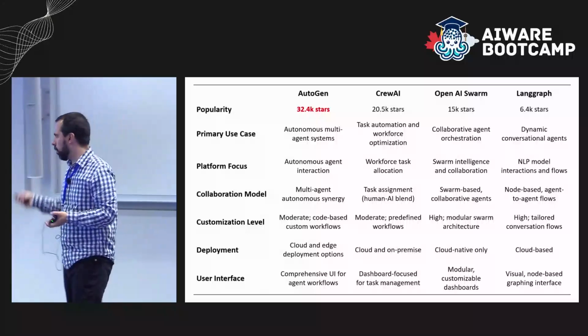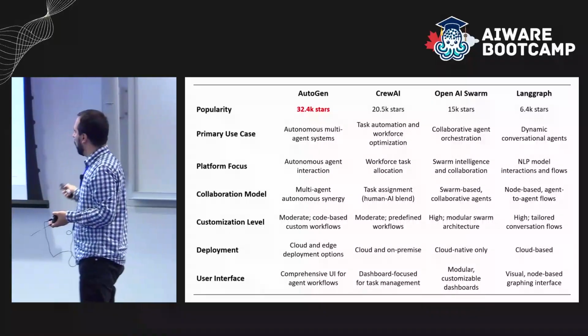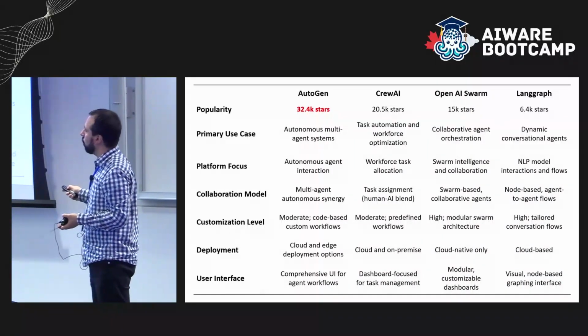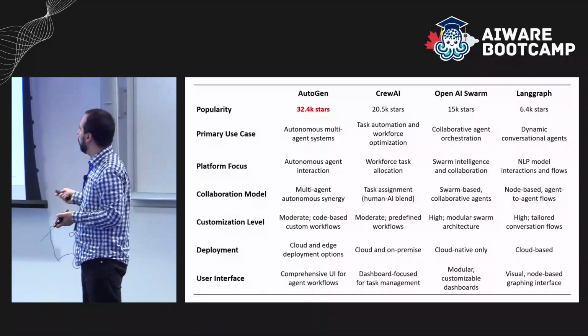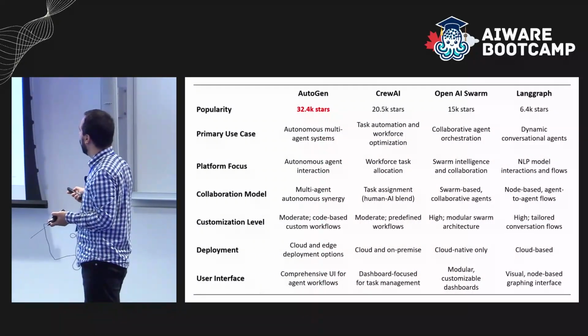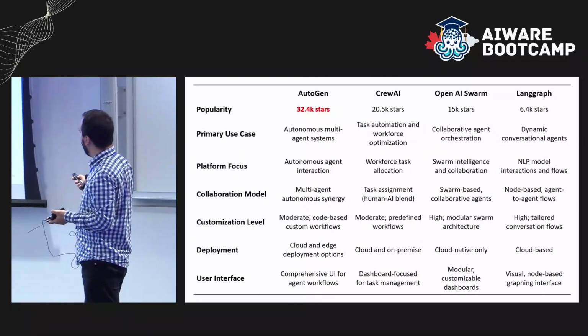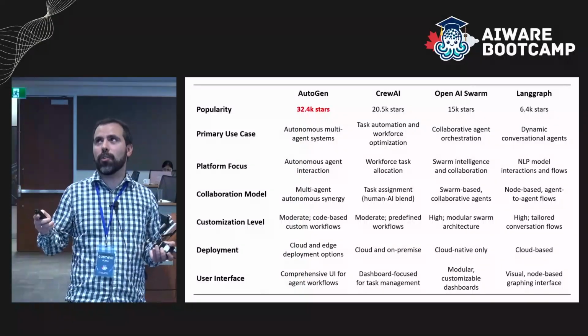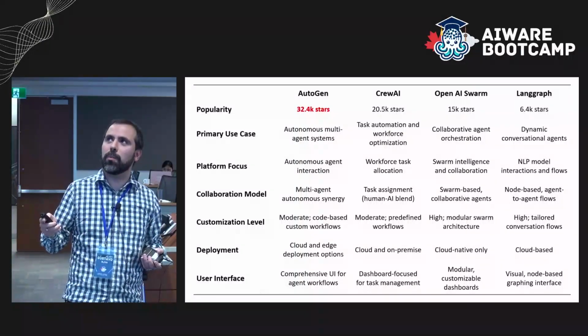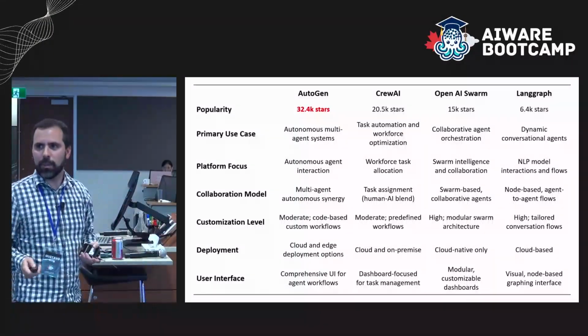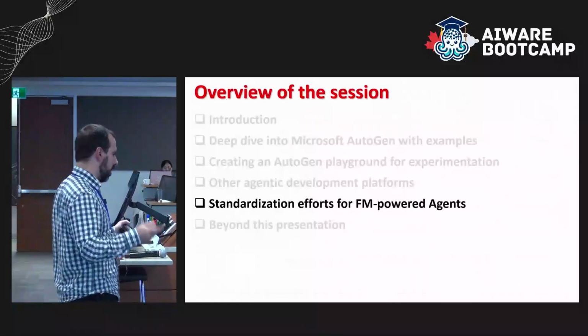This is just a comparison. I'll not go into the details, but just in terms of stars, right? Autogen is super popular. It's probably the most popular one, right? 32K stars, which is quite a lot. And you see that OpenAI Swarm has more stars than LangGraph, even though it's still experimental. Anyways, this is just a summary. You can check later in the slides.